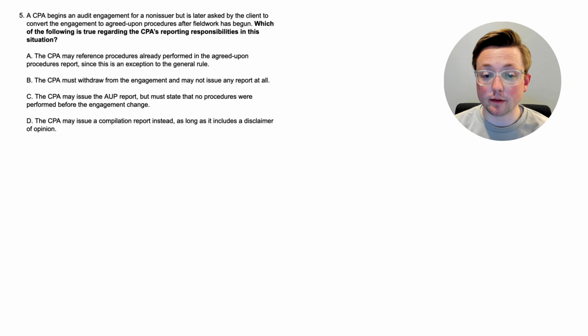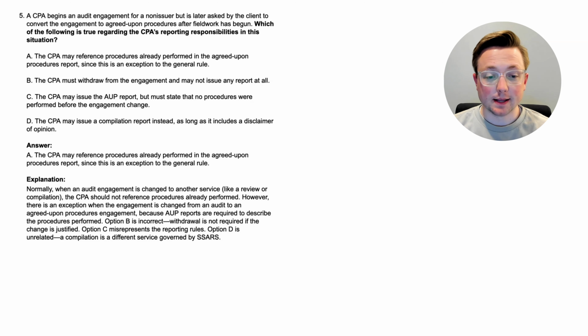Option A, the CPA may reference procedures already performed in the agreed upon procedures report since this is an exception to the general rule. Option B, the CPA must withdraw from the engagement and may not issue any report at all. Option C, the CPA may issue the AUP report, but must state that no procedures were performed before the engagement change. Or option D, the CPA may issue a compilation report instead as long as it includes a disclaimer of opinion. Okay, so again, what is their responsibility when this situation happens where they're trying to change from a normal engagement to an agreed upon procedures engagement? If you know this, that's great, but if not, that's fine. We are using this to learn. So let's go ahead and dive into the explanation.